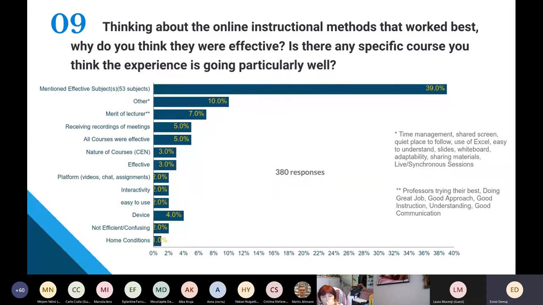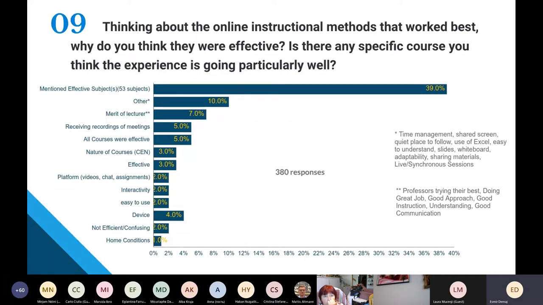10% of them said that the method used worked well due to certain reasons like time management, the shared screen, having a quiet place to follow, the use of Excel for especially quantitative classes or exercises, etc. 7% of them gave total merit to the lecturer by saying that professors have been doing a great job, they have a very good approach, good instruction, etc.